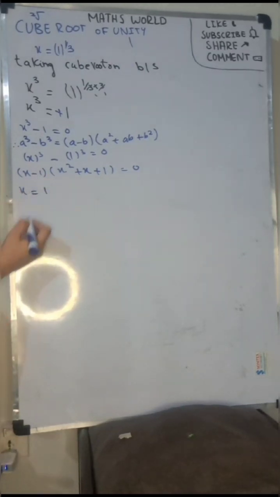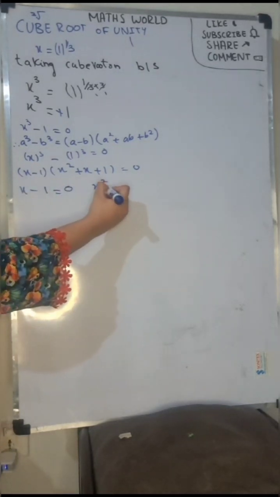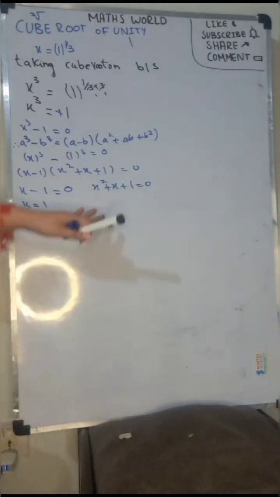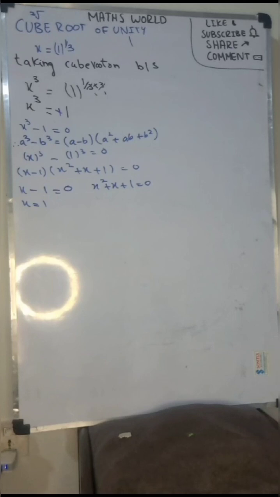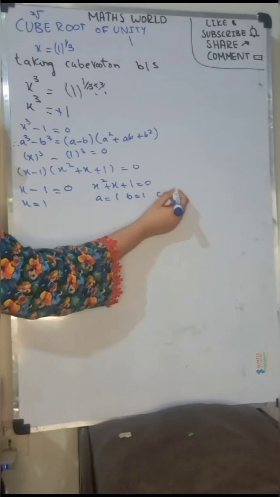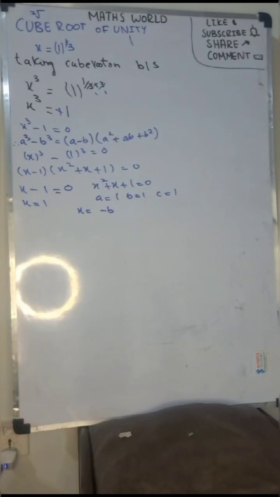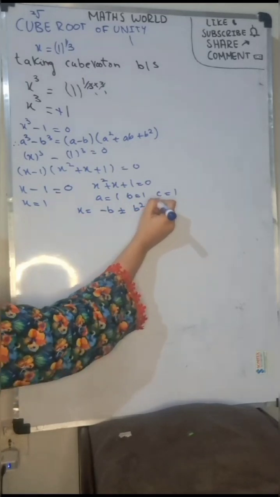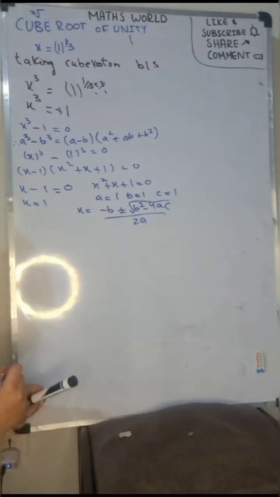So now solve them and find the answer. Either x minus 1 is equal to 0, or x square plus x plus 1 is equal to 0, and x is equal to 1. Now you know that it cannot be solved by factorization, so it will be solved by the quadratic formula. So a is equal to 1, b is equal to 1 and c is equal to 1. So x is equal to minus b plus minus under root b square minus 4ac, divided by 2a, like this.